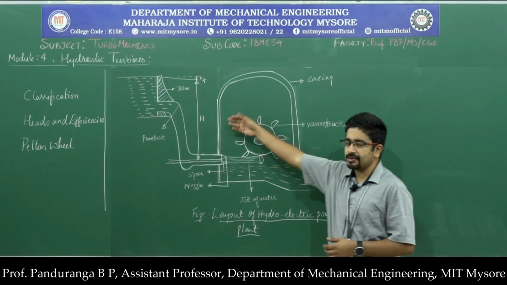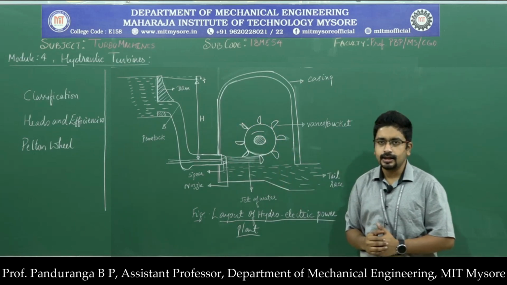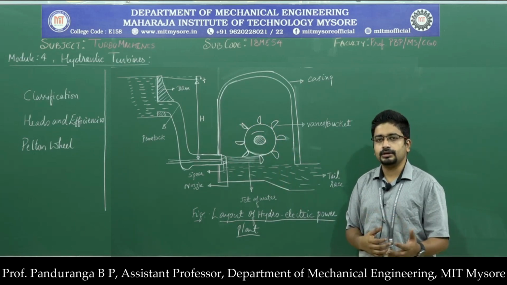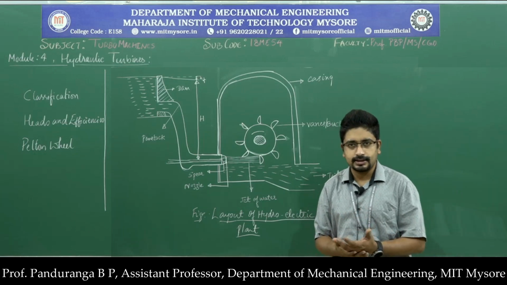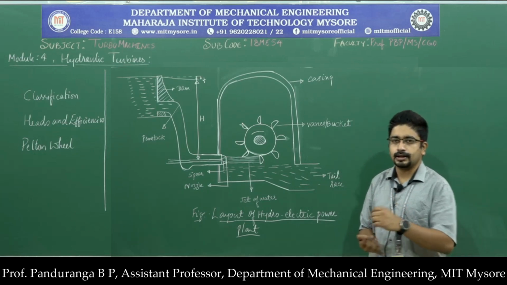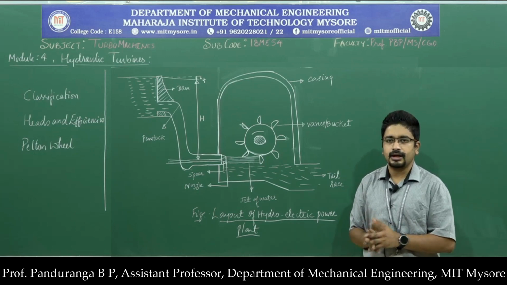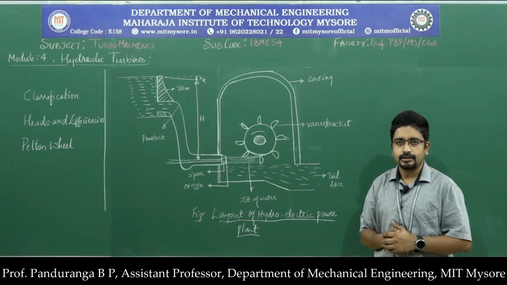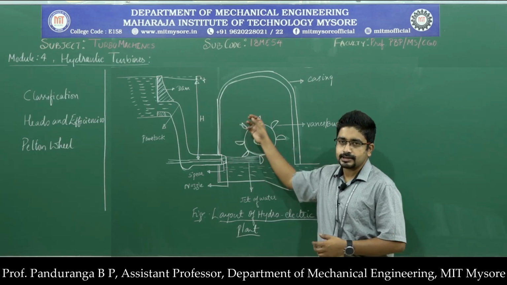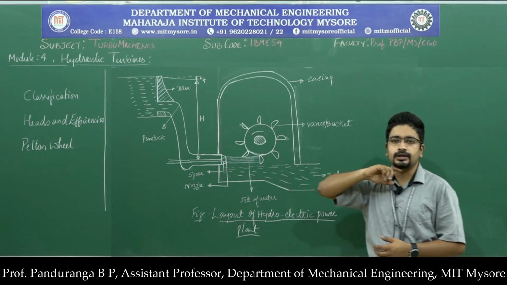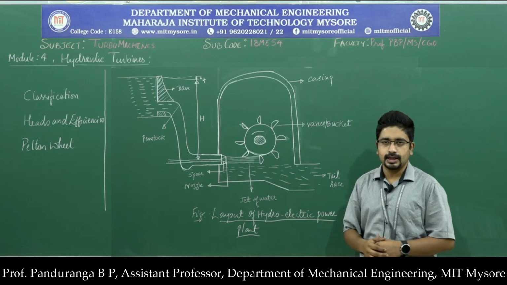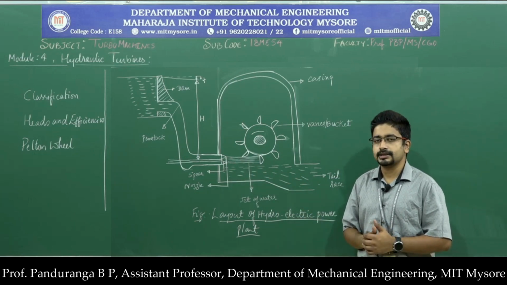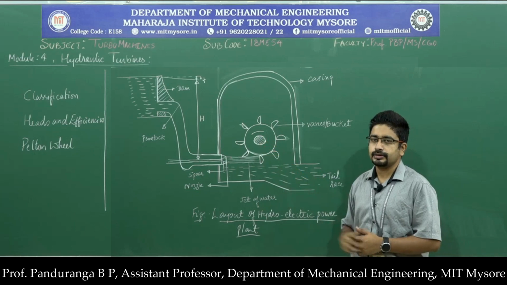Braking jets will be provided in a very large scale Pelton wheel, where for some maintenance purpose, or if some accident happens, you have to bring the turbine back to rest in a very short duration of time. For that we will use braking jets, which supply water in the opposite direction to that of the regular water jet. So that brings the Pelton wheel to rest.